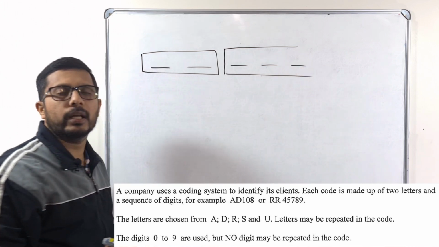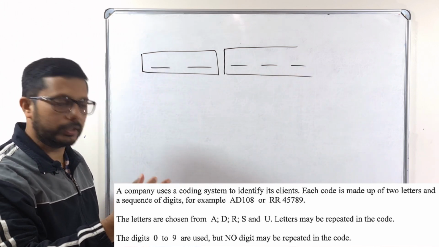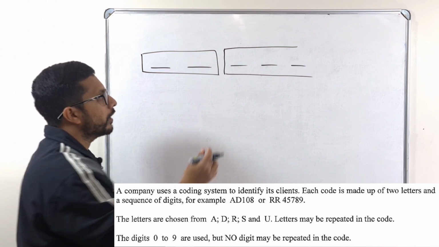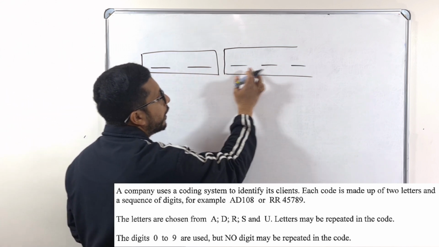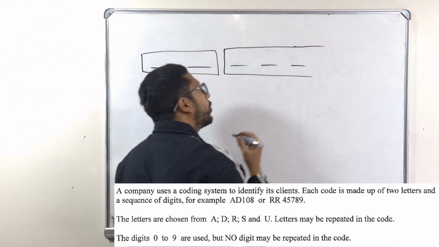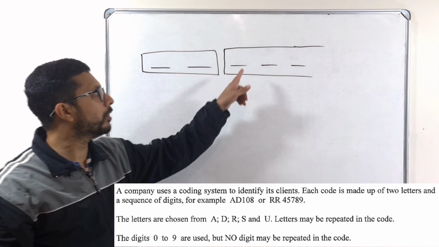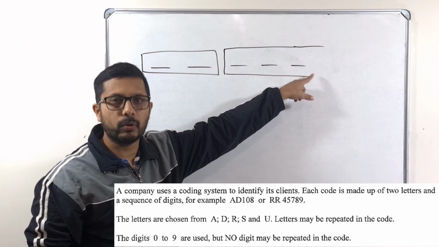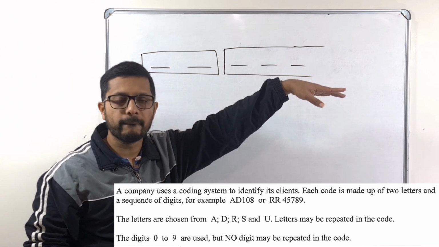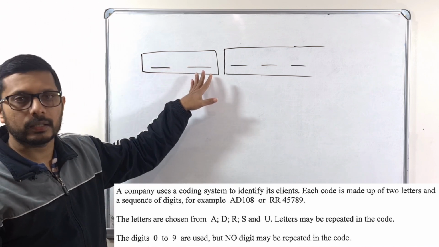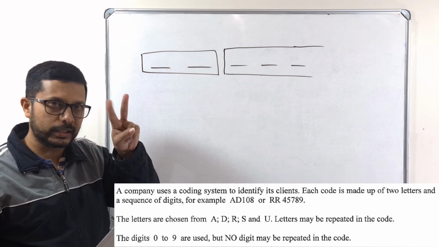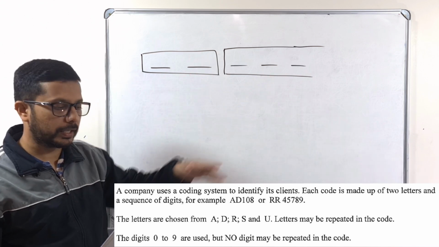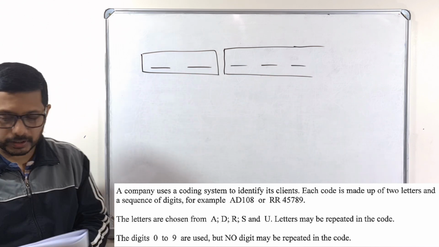They are not saying how many digits there are. Just look at that sentence: and a sequence of digits. That means that after these 2 letters, they are using a sequence of numbers. Maybe it is only one number, or 2 numbers, or 3, or 4, or 5 numbers. The first 2 are very clear, only 2 letters, then a series of numbers. Let's look at the example given.